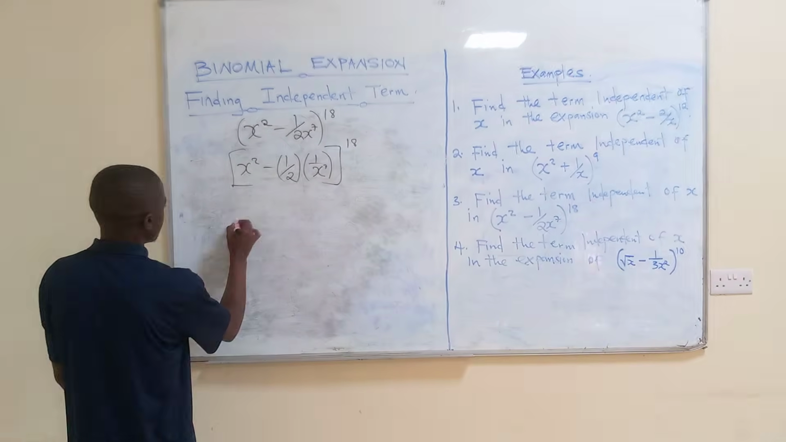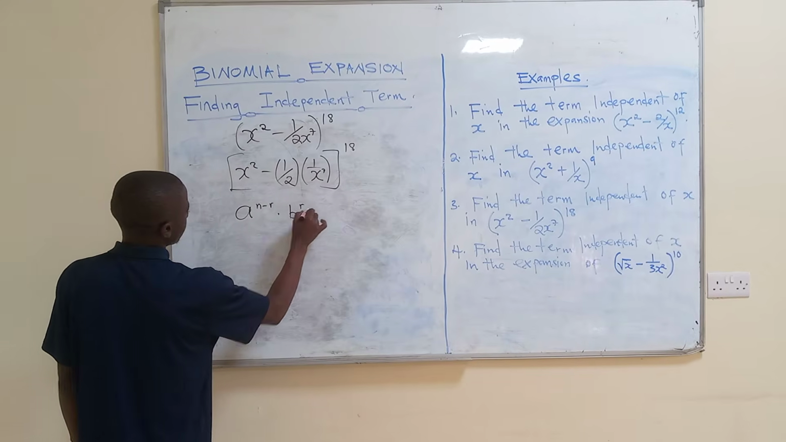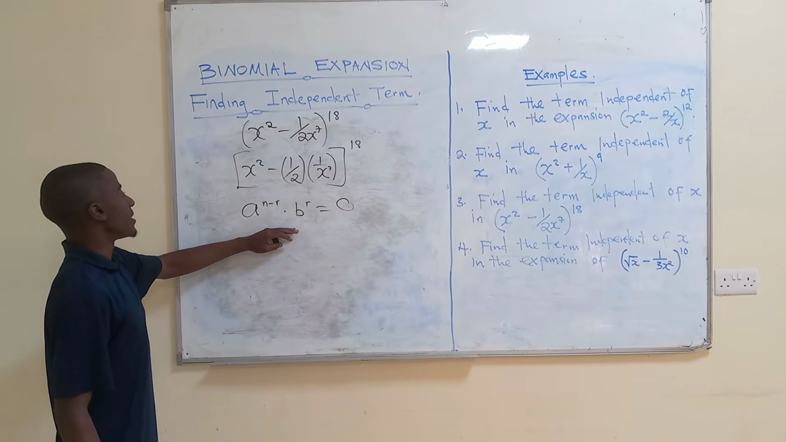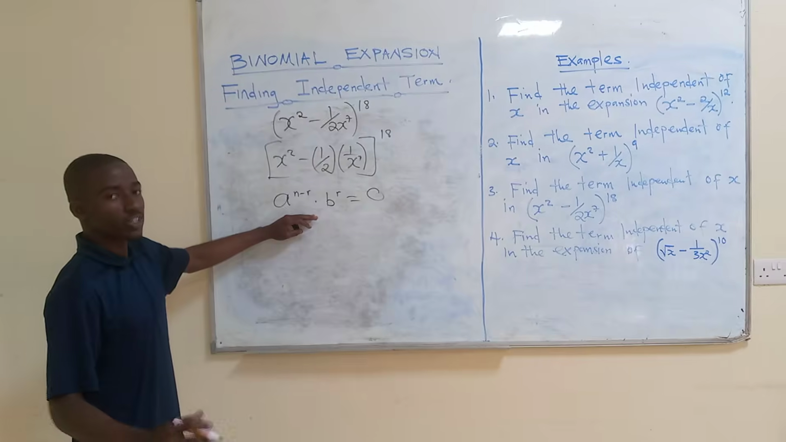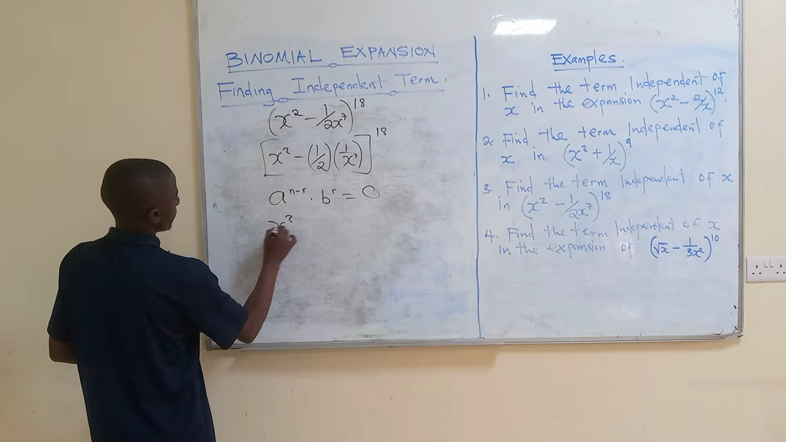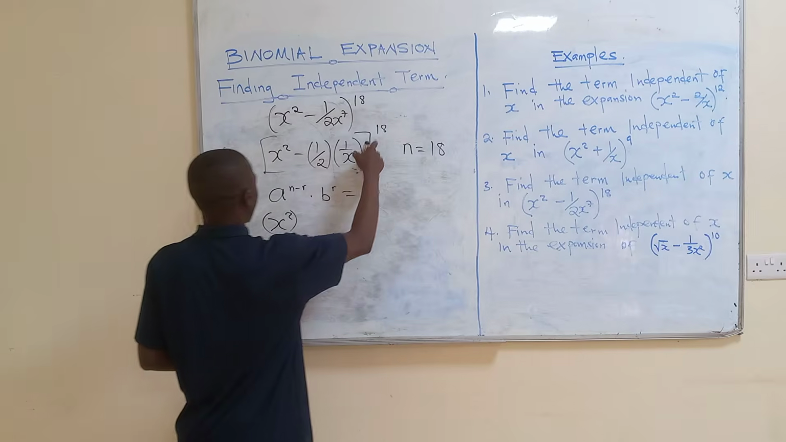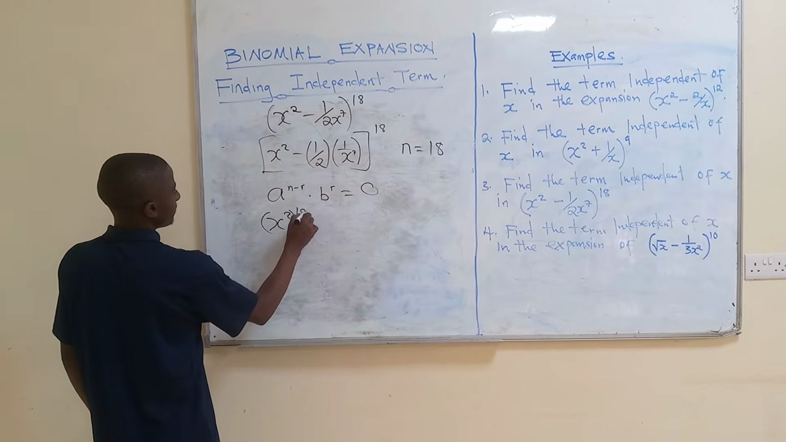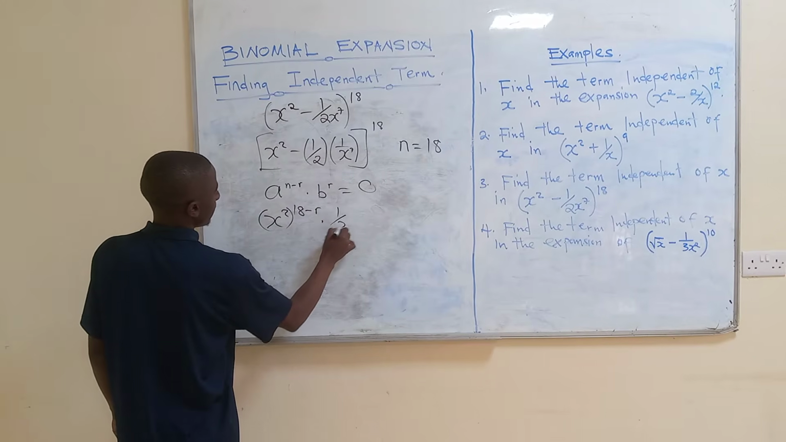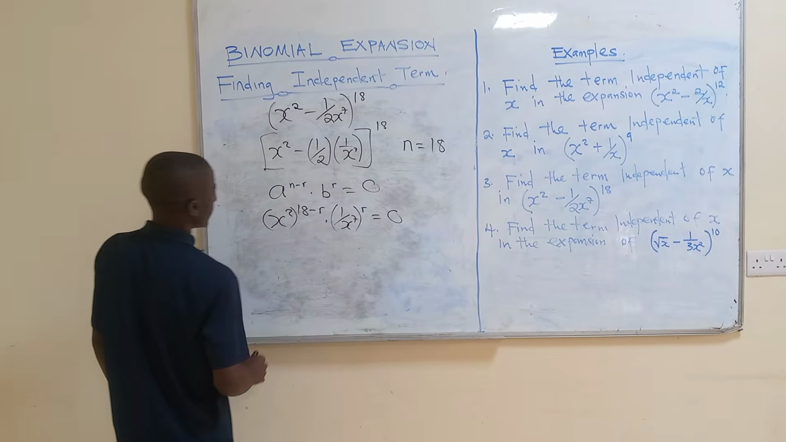The small formula, which is a to the power n minus r, dot b to the power r, is equal to 0. So when you are using this kind of formula, always focus on x, not the coefficient of x. So x there, that is x squared. Your value of n, that is 18. That is the power. So that is 18 minus r, dot, what is b? That is 1 over x to the power 7. r is equal to 0.